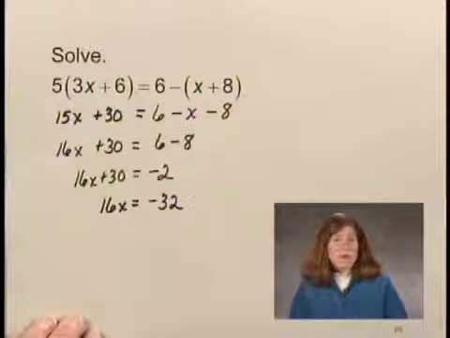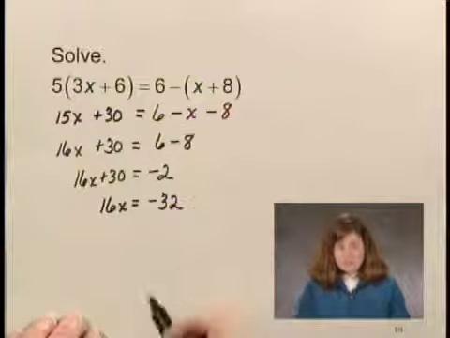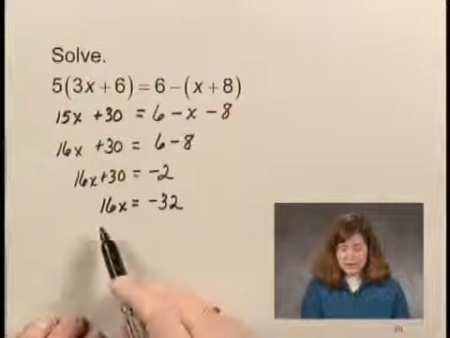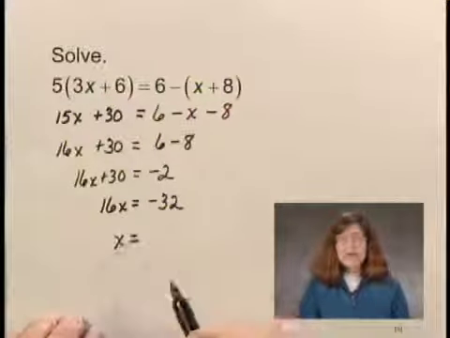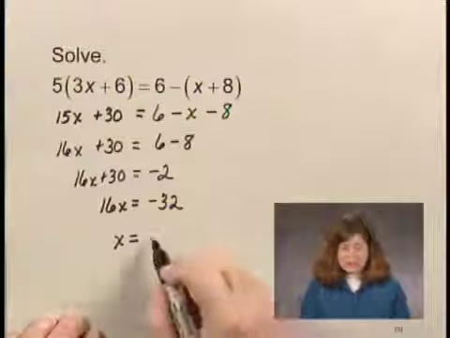Now, in order to solve for x, I simply divide on both sides of the equation by 16. Dividing 16x by 16 gives me x. Dividing negative 32 by 16 gives me negative 2.